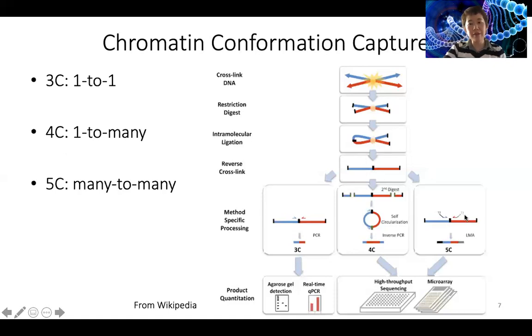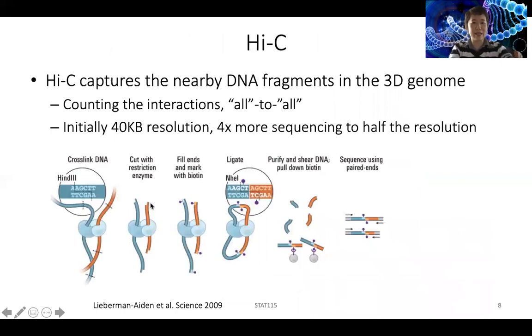And then there's 5C, which is if you care about the whole 1 megabase region, you can look at all the pairwise interactions within this megabase. So this is kind of many-to-many interactions. But what we're going to talk to you about today is called HiC, which really captured the interaction fragments in the whole genome. And so it works like this.